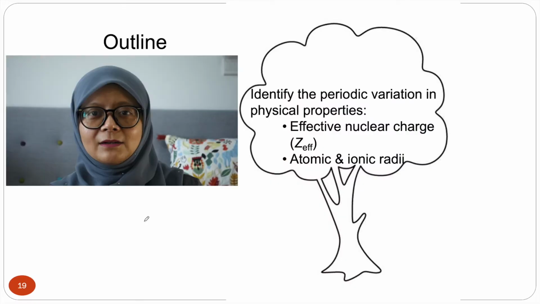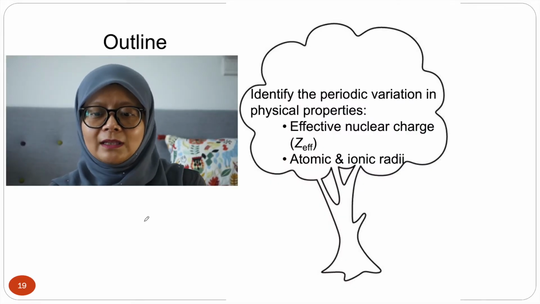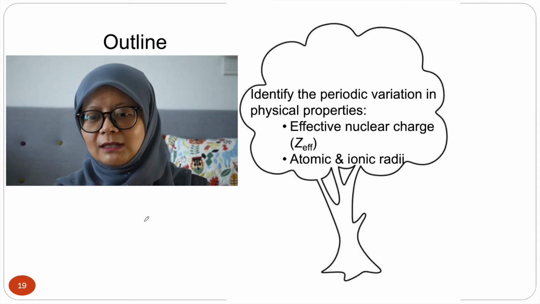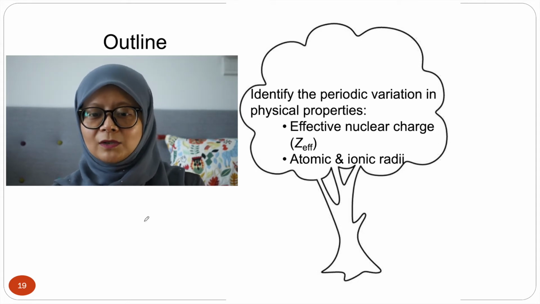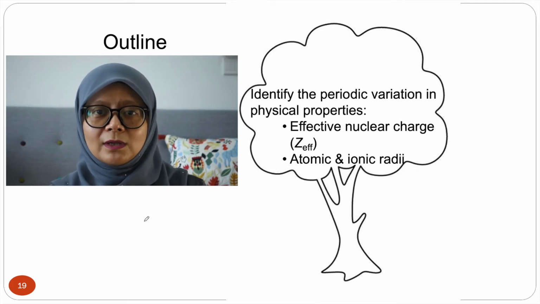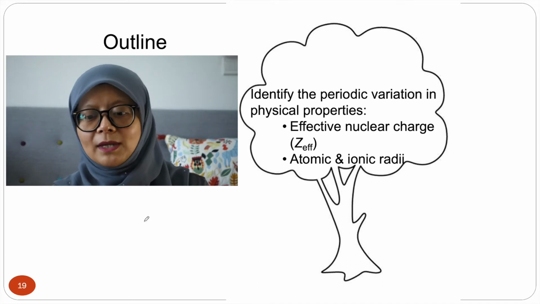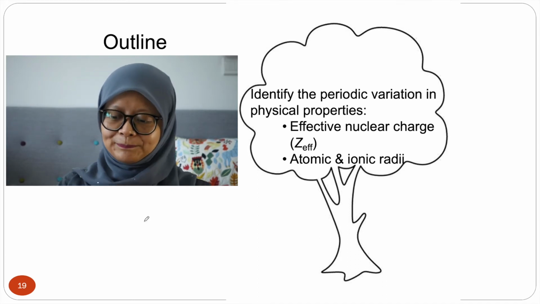So we are going to continue with the chemistry of the elements, part 3. So let's see what is the outline for this part 3. Here we will discuss how to identify the periodic variation in physical properties. In this part 3, we focus on effective nuclear charge, known as Zeff, and the second one is the atomic and also ionic radii.